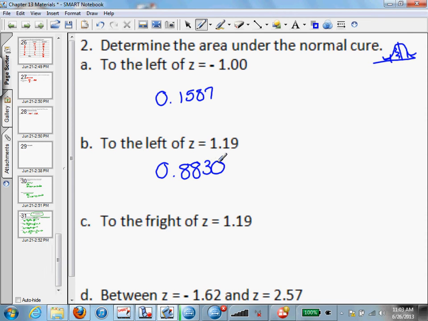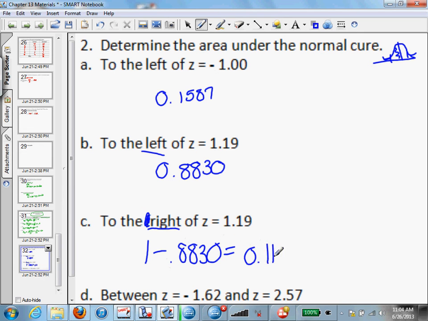To the left of z being 1.19, you should get 0.8830. And to the right of z being 1.19, it looks a lot similar to the previous one, except we're looking at the right instead of the left. So we found the left, and to find the right, all you have to do is take that and subtract it from 1. So 1 subtract 0.8830 gives you an area of 0.1170.